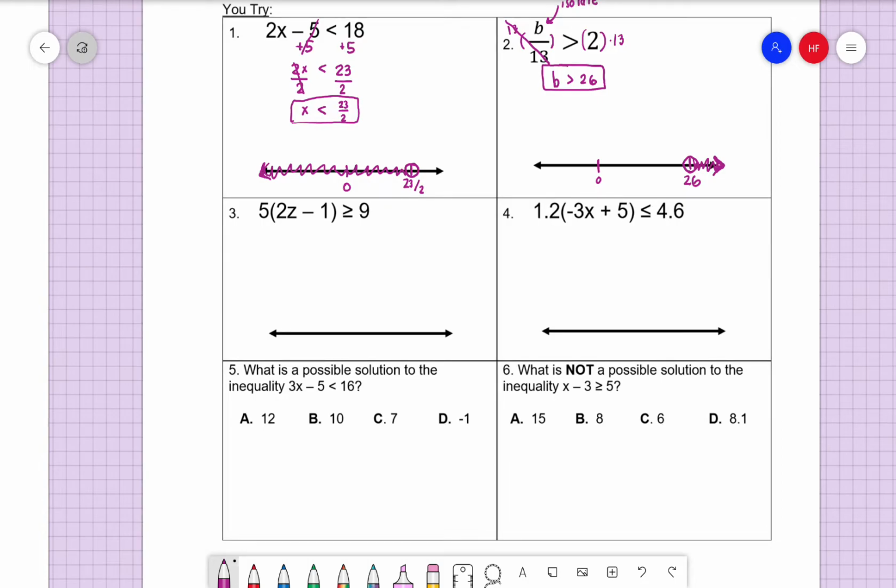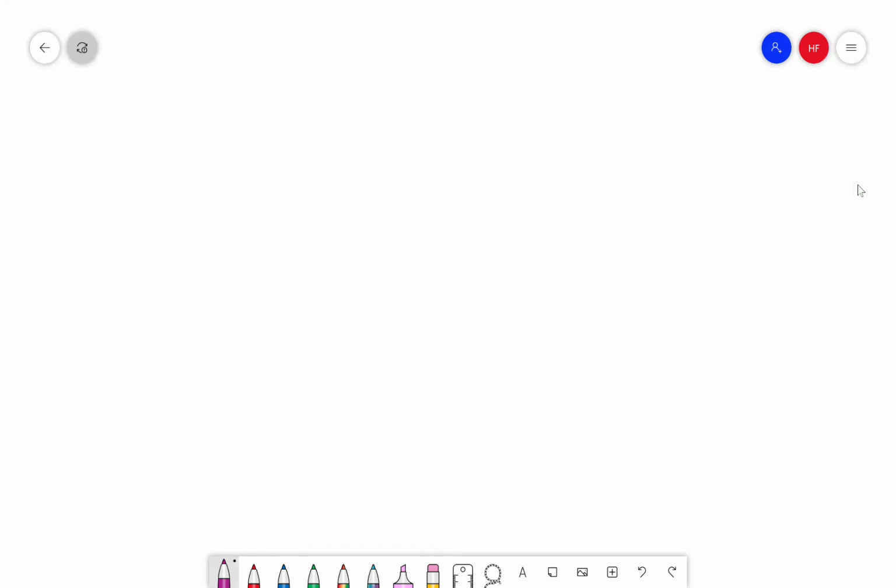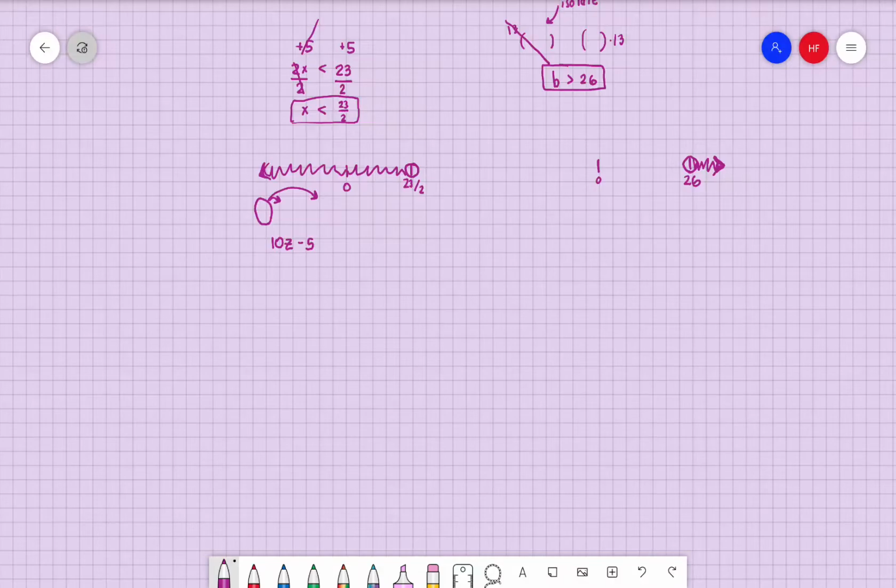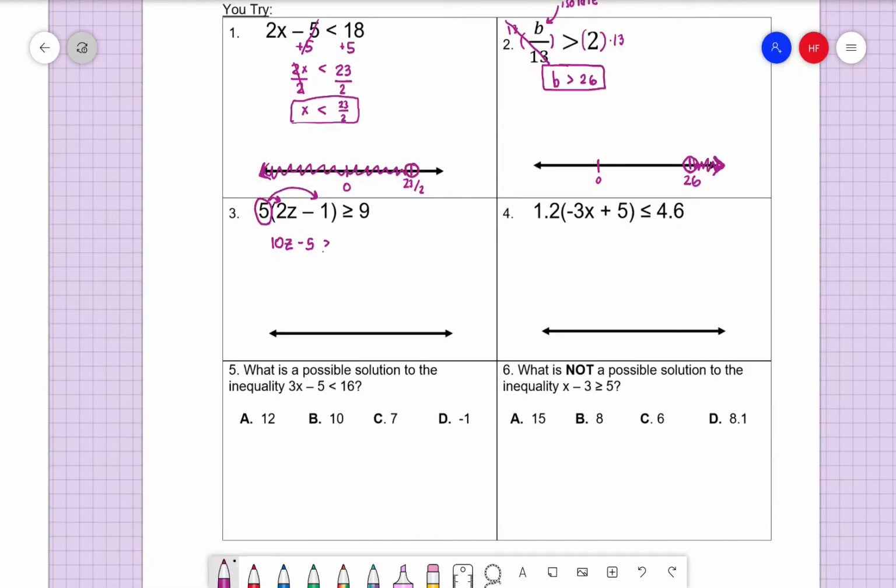Now number 3, almost called it number 5. Number 3, we're going to distribute this 5 first. 5 times 2z gives me 10z. 5 times negative 1 is negative 5. And that is greater than or equal to 9. So 10z minus 5, greater than or equal to 9.